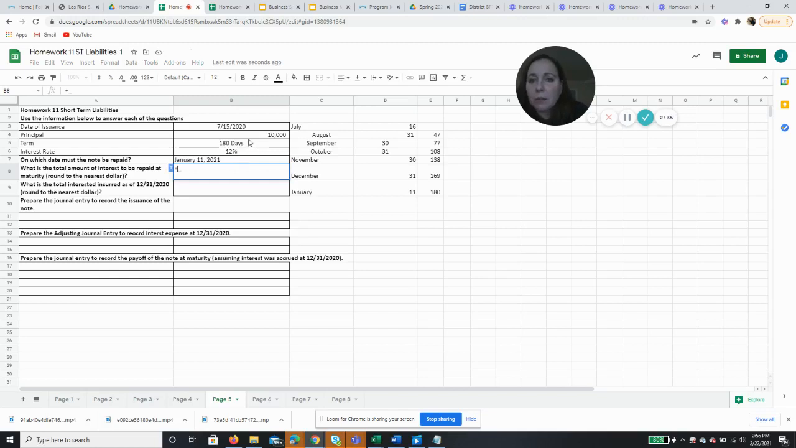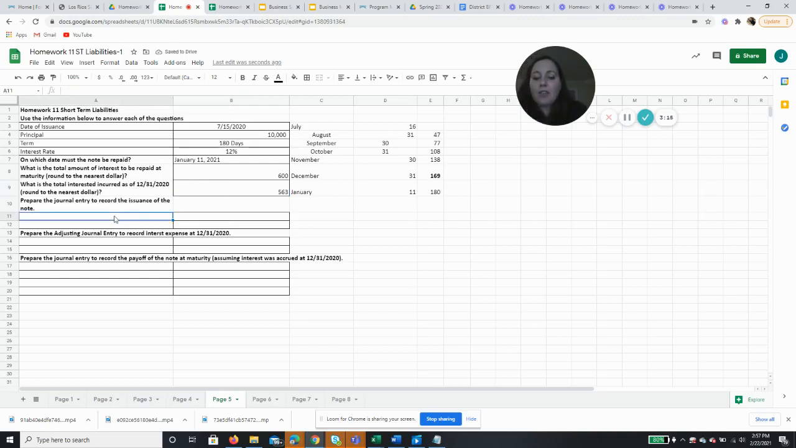That's going to be our principal times our interest rate times 180 divided by 360. $600. What's the total amount of interest incurred as of 12/31? Well, we said at December 31st, this note would have been outstanding 169 days. So it's going to be our principal times our interest rate times 169 divided by 360, or 563.3333. And we're going to round to the nearest dollar, which is 563.